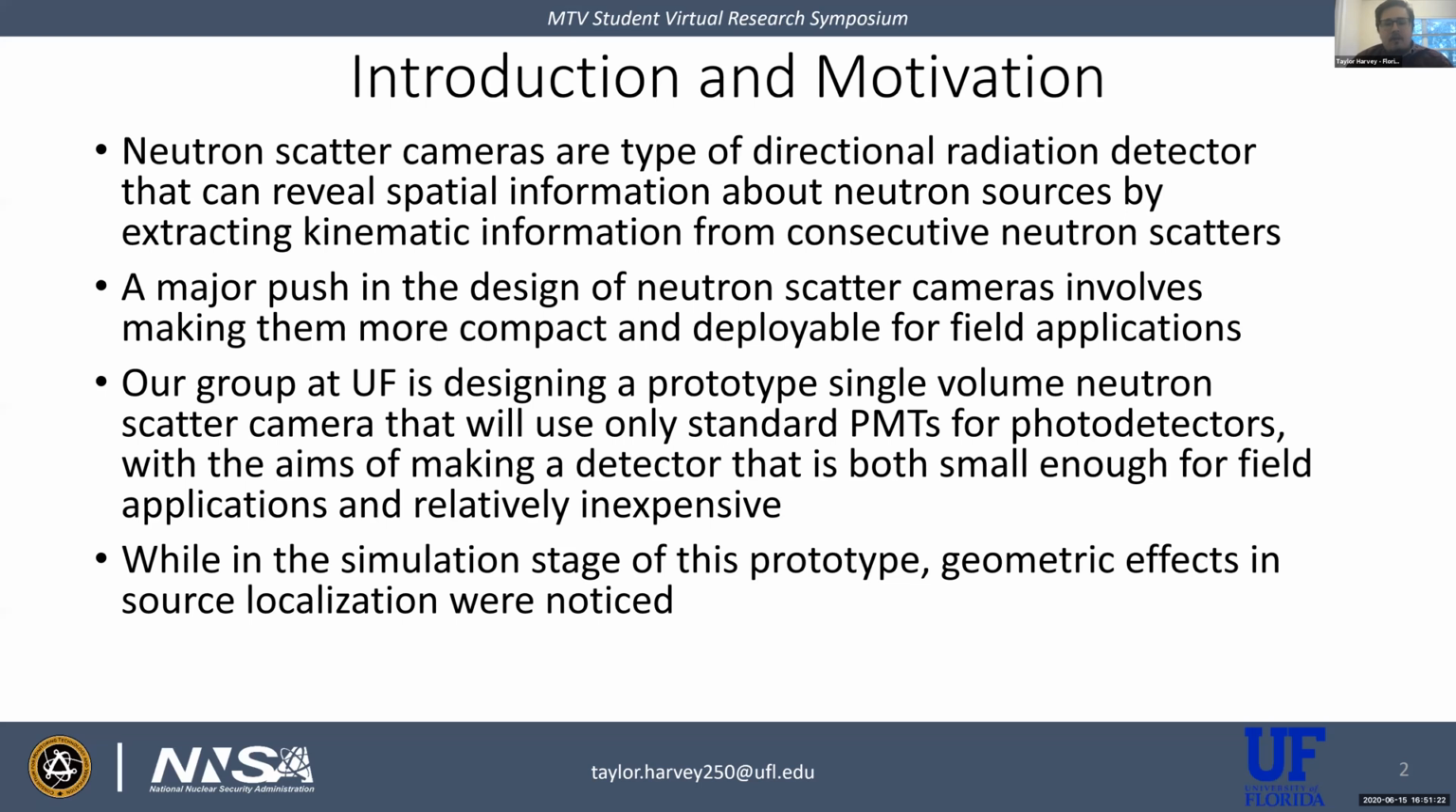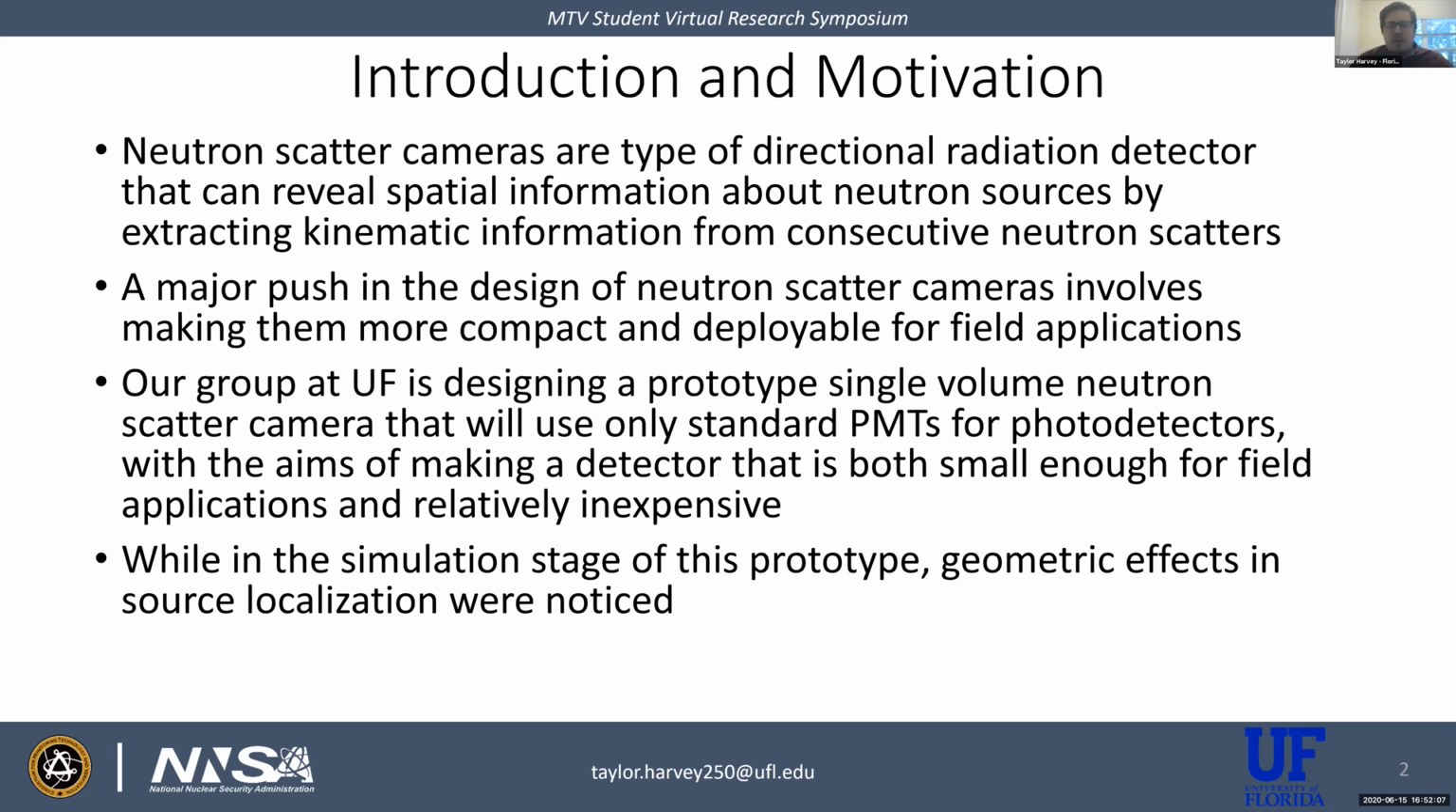neutron scatters within volumes. A major push in the design of a lot of the scatter cameras, including a lot of the ones we've seen today already, involved making them more compact and deployable for field applications, such as safeguards. So our group at UF is designing a prototype neutron scatter camera that uses a single volume and only standard PMT photodetectors, with the aim of making a detector that's both small enough for field deployment and relatively inexpensive. My research now is actually building and developing the prototype itself, but I've done a lot of MCNP simulations to guide the design of the detector.